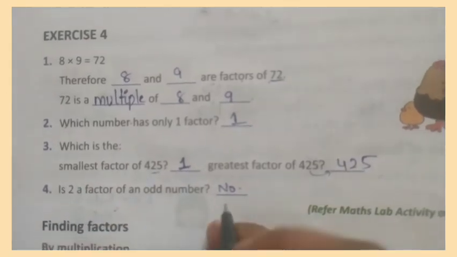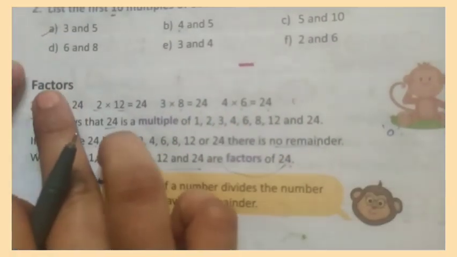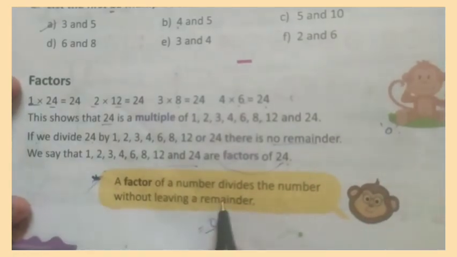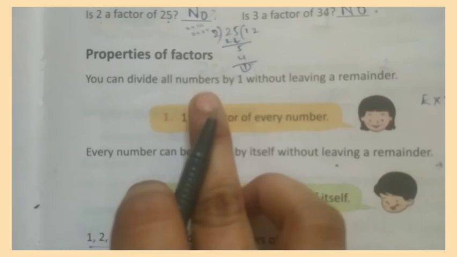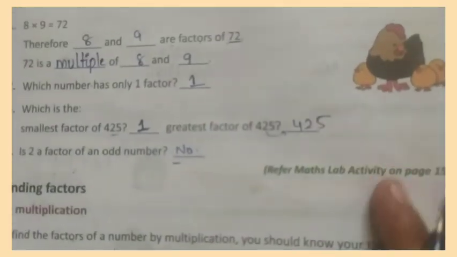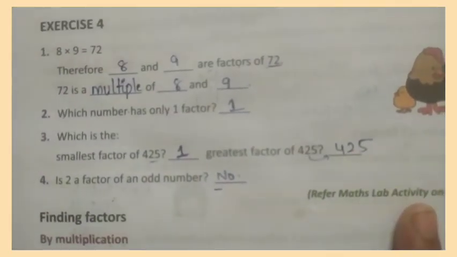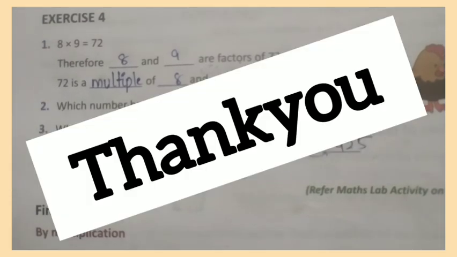Complete your notes up to here. First write the heading Factors and write the definition, and then write the properties of factors from here to here. Everything, and then write exercise 4. Complete up to here and send me the pictures. Okay, thank you.